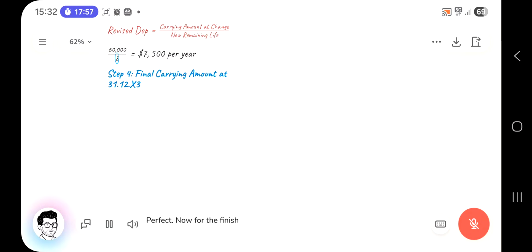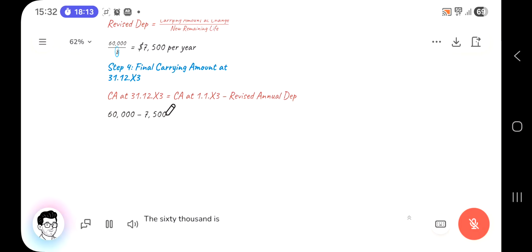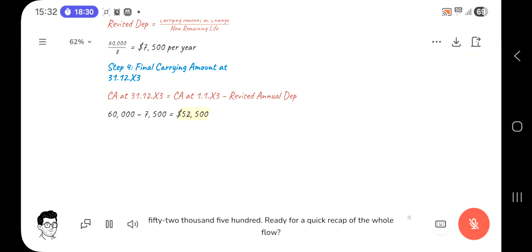Perfect. Now for the finish line. We need the value at the end of year X3. We take that $60,000 we had at the start of the year and subtract the 1 year of new depreciation we just found. The $60,000 is from our previous step 2, and the $7,500 is the X3 depreciation from step 3. That leaves us with $52,500. Ready for a quick recap of the whole flow?